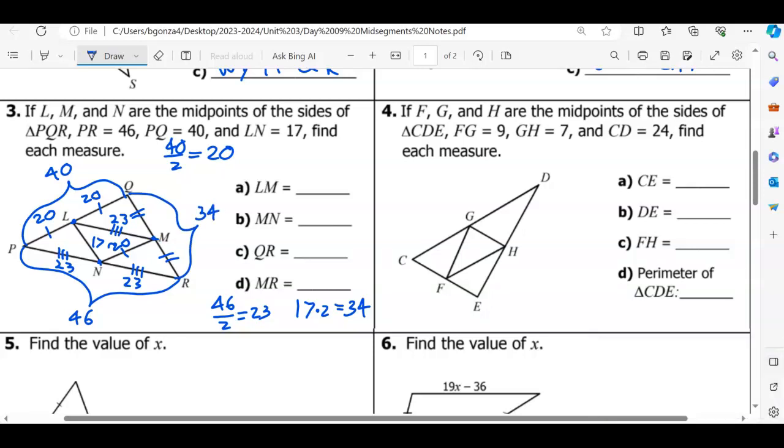Oh, victory screech. All right, well, anyways, so if the whole thing is 34, how do I find each of these? Divide by 2, or what do we get? 17, which, hey, we already knew that. The mid-segment was 17. So go and put 2 tick marks there.